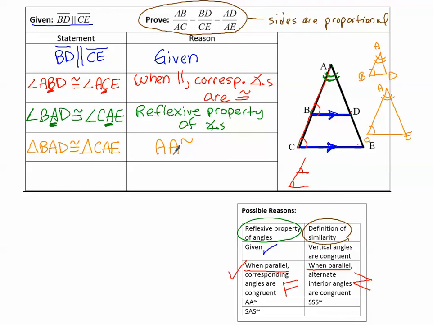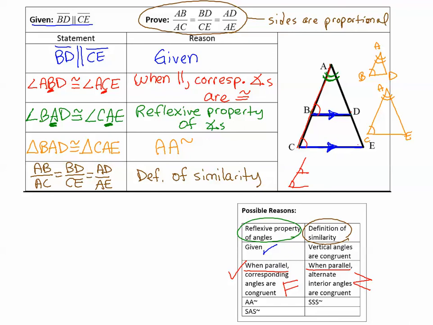Now that I know that the triangles are similar, I'm able to say that the sides are proportional. So I'm going to write the thing that they said to prove, AB over AC equals BD over CE equals AD over AE because of the definition of similarity. I have similar triangles, so I know that the sides have to be proportional. It's sort of like the CPCTC from congruent triangles. Once I say triangles are congruent, then I can say the parts are congruent as well.